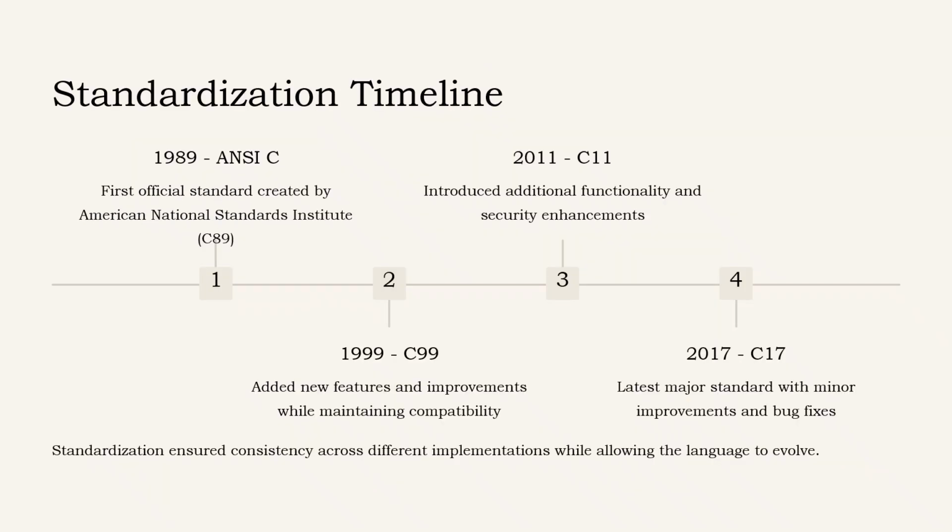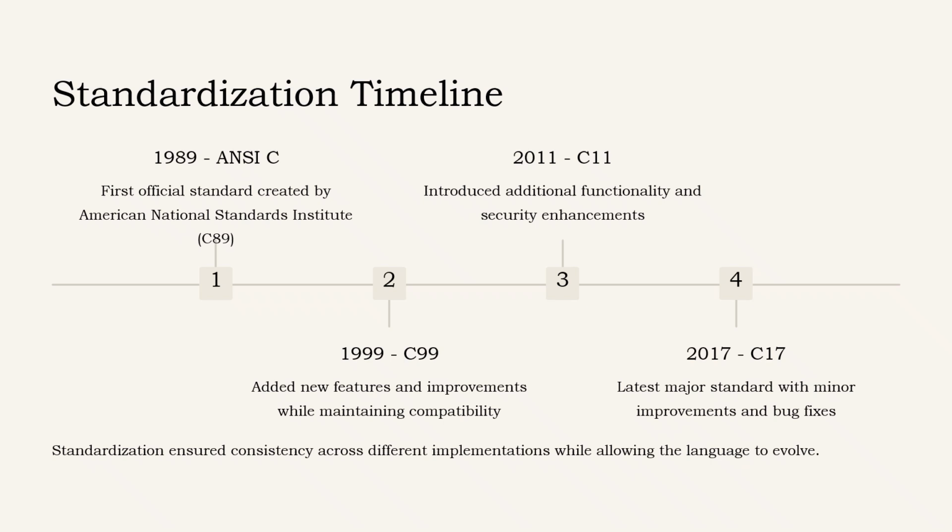As C became popular, different versions of the language started appearing. To maintain consistency, the language was standardized. So in the year 1989, the American National Standards Institute, which we are going to call ANSI, created the first official standard for the C language. This version is commonly called ANSI C or C89.